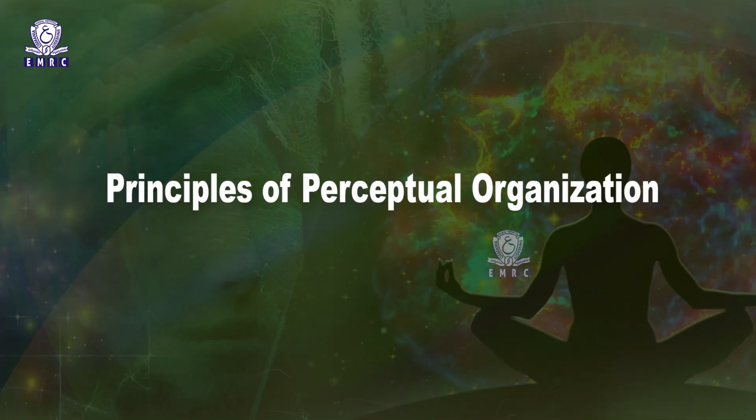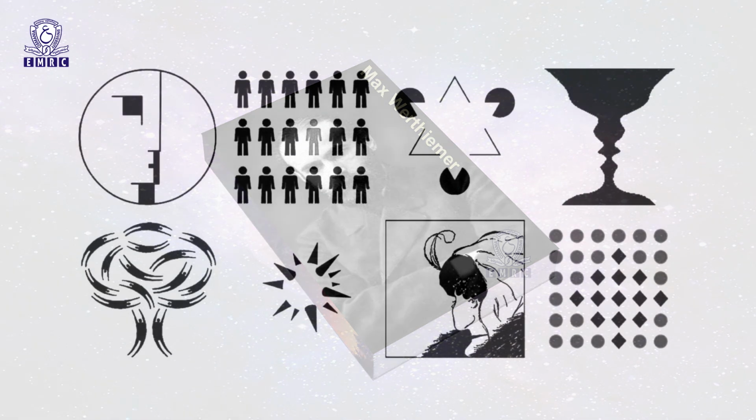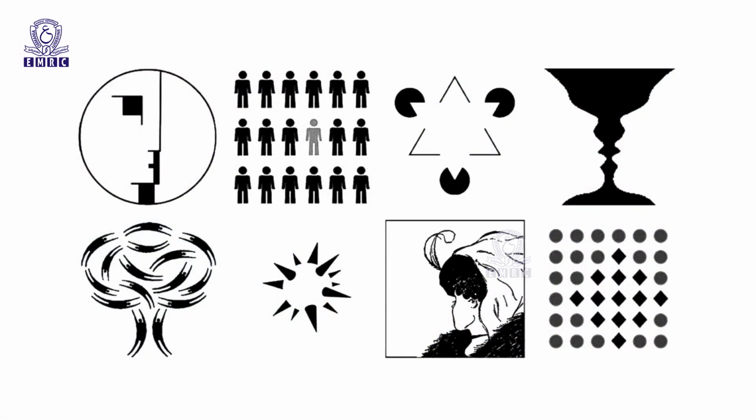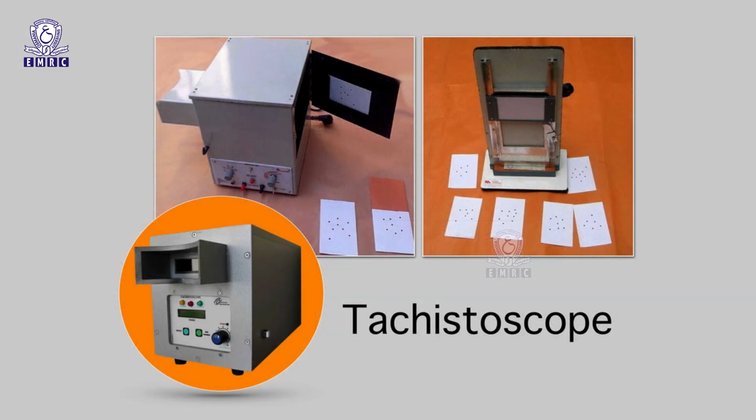Now, let us talk about principles of perceptual organization. During the early part of the 20th century, Max Wertheimer published a paper demonstrating that individuals perceived motion in rapidly flickering static images, and this insight came to him while he used a child's toy called a tachistoscope.